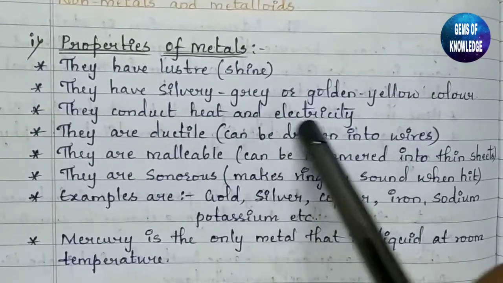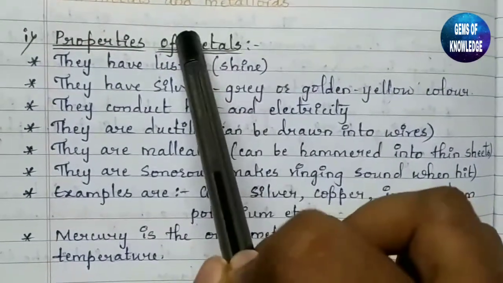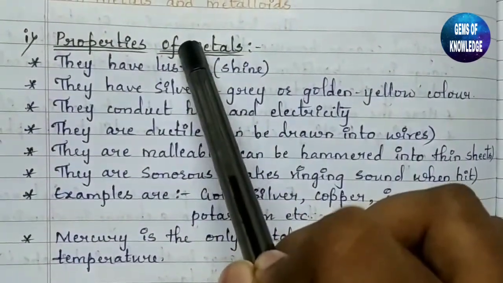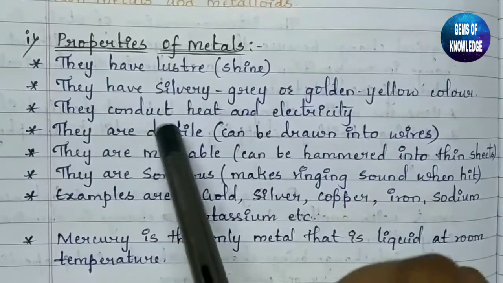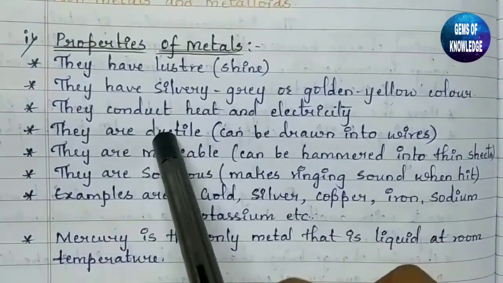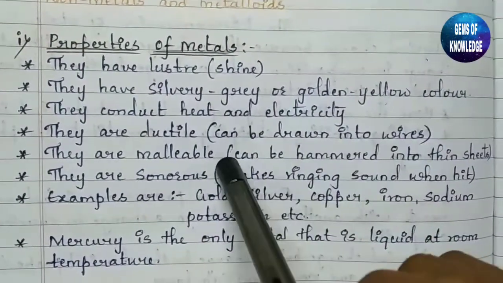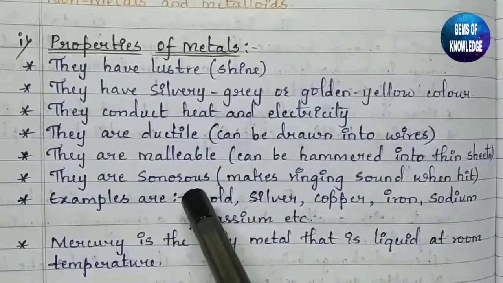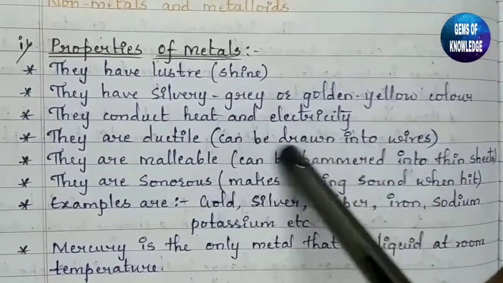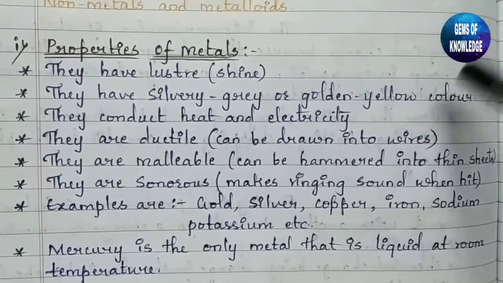They conduct heat and electricity. Yes, metals are good conductors of heat and electricity. They are ductile. Ductile means they can be drawn into wires. If you beat the sheet of any metal, you can make it into wires.